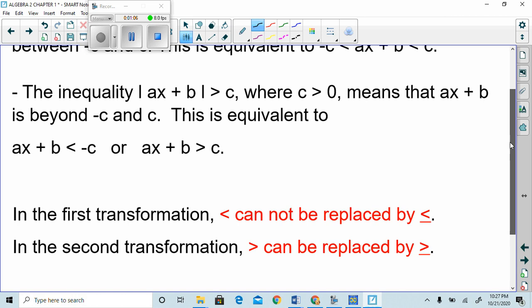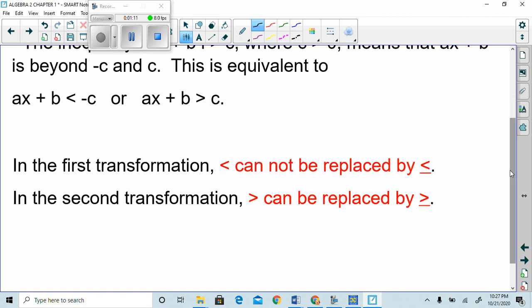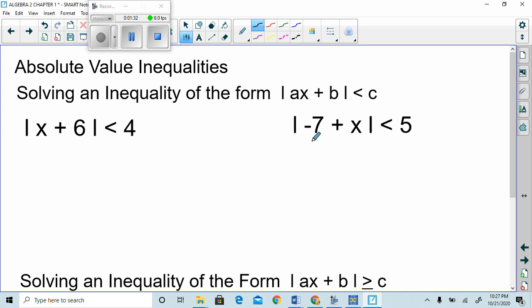And that resembles the OR type of compound inequality we discussed. In that first transformation, the less than symbol cannot be replaced with a less than or equal to, but in the second transformation, we can either have a greater than or a greater than or equal to. The wording is a little bit hard to absorb at first, so let's put it to practice and it'll become much easier. We're going to start off with the AND type, which means these are the less than.